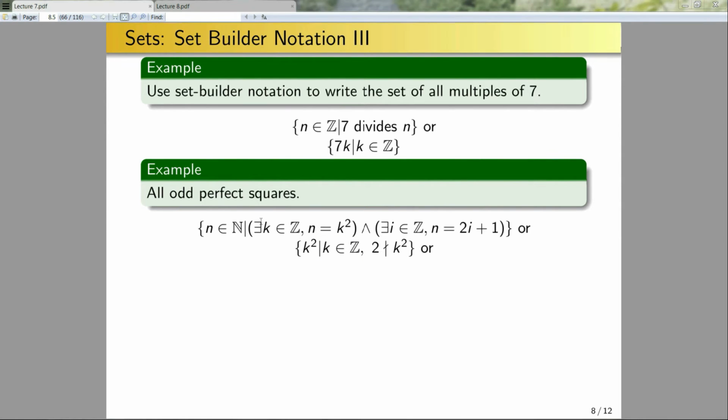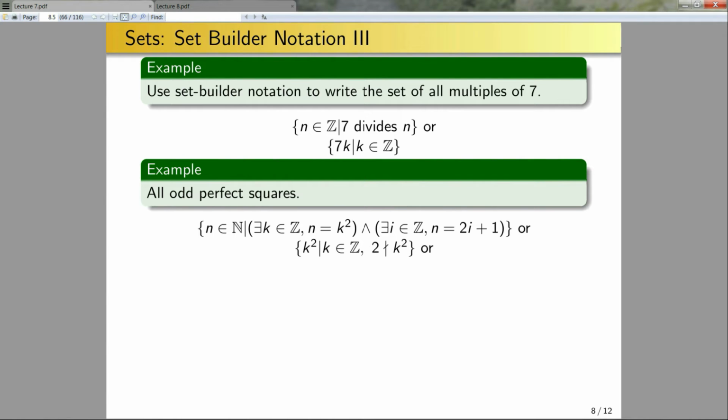In terms of odd, well, how do I handle the odd part? Well, I know that a number is odd if and only if it's not even. So from there, I know that a number is odd if and only if it's not divisible by 2. So this is another way of writing this set of all odd perfect squares. Now, we can go one step even further for this problem.